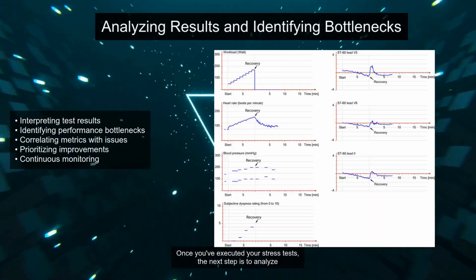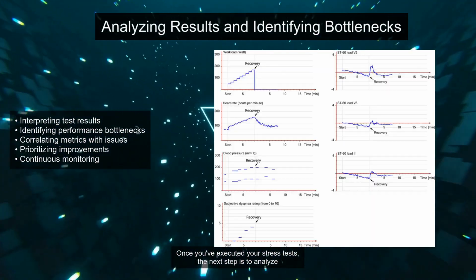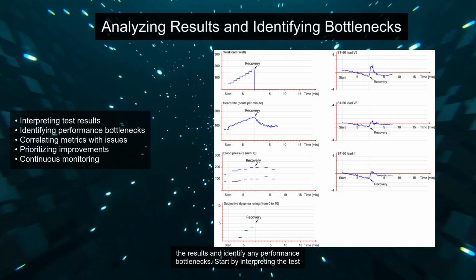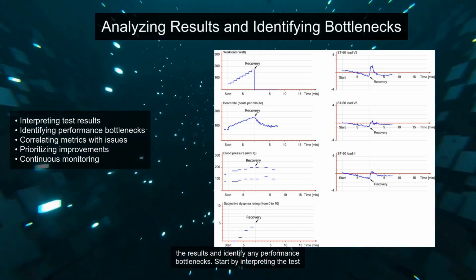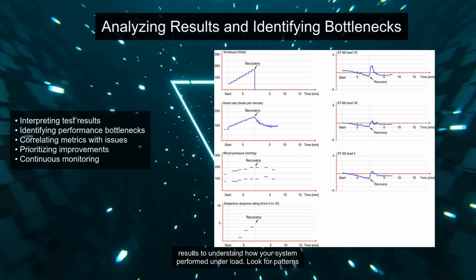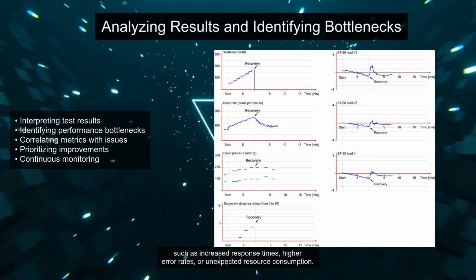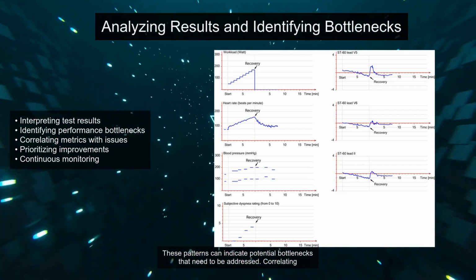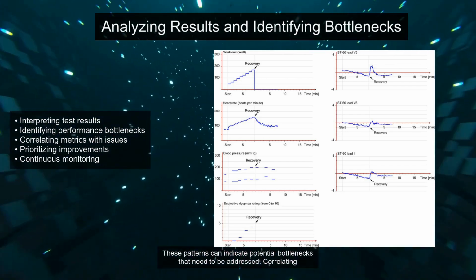handle high loads. Once you've executed your stress tests, the next step is to analyze the results and identify any performance bottlenecks. Start by interpreting the test results to understand how your system performed under load. Look for patterns such as increased response times, higher error rates, or unexpected resource consumption. These patterns can indicate potential bottlenecks that need to be addressed.